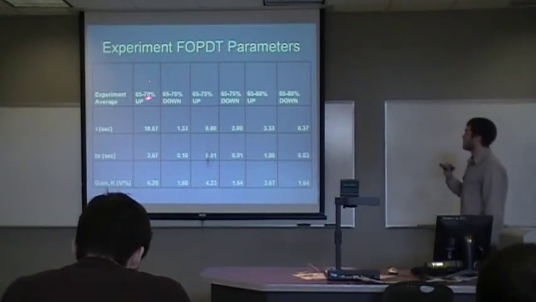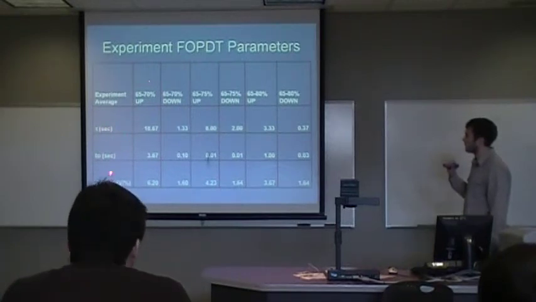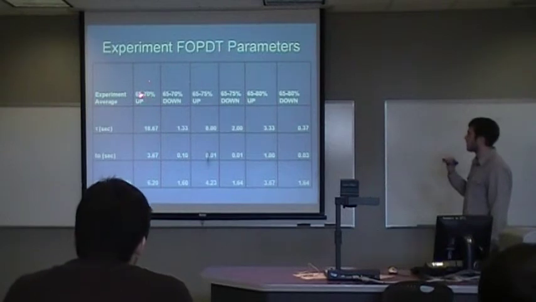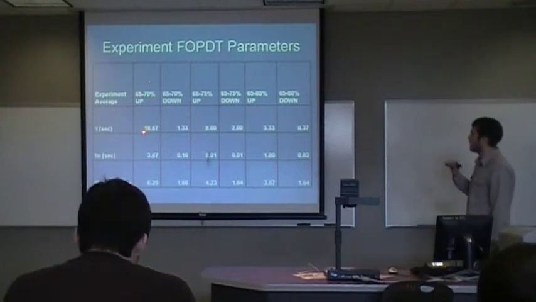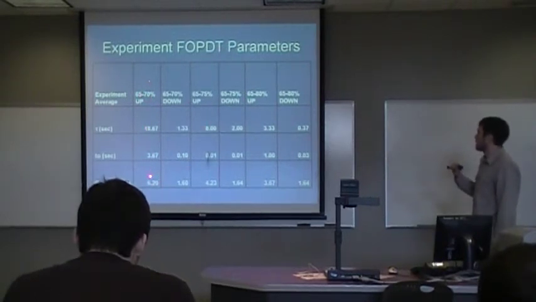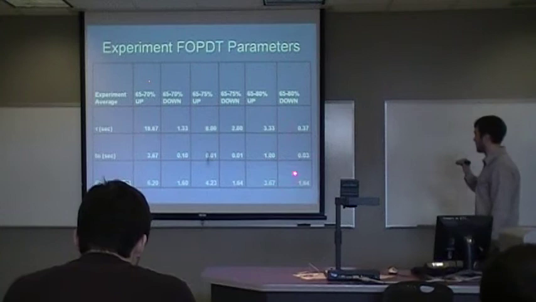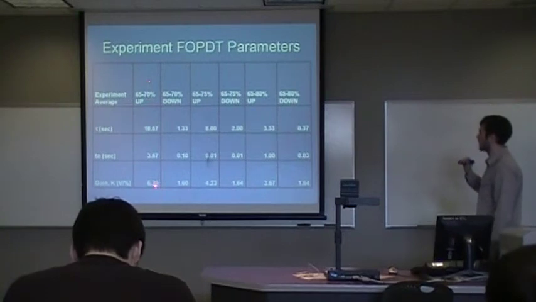Here are the experimental averages that we got of the three parameters of FOPDT: tau, dead time, and the gain. This is for all of our ranges, up and down. As you can see for the gain, basically as the step height increases, the gain decreases, and as the step height is smaller, the gain is higher.